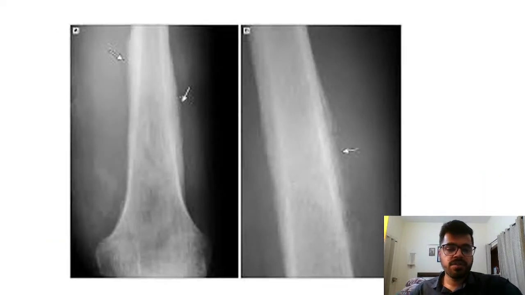So here we can appreciate the lamellated pattern or onion peel. Here it is better demonstrated. Onion peel appearance or lamellated periosteal reaction. It is seen in Ewing sarcoma and osteomyelitis. Ewing sarcoma and osteomyelitis have these features.